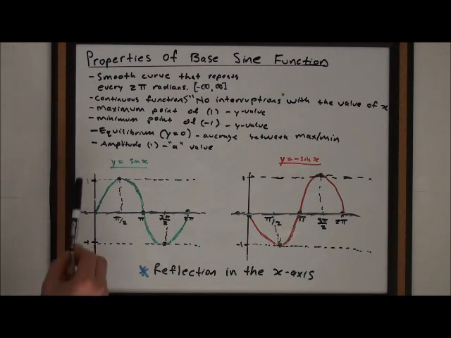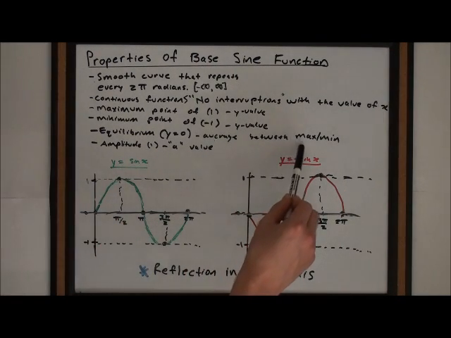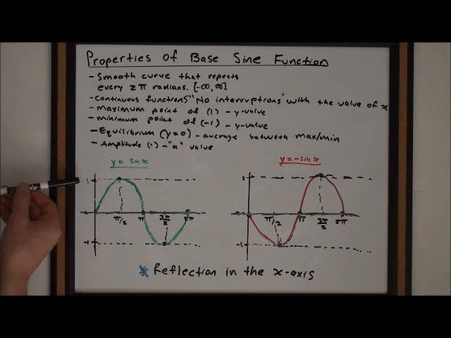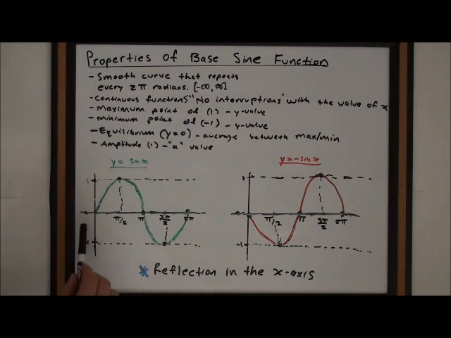So on the y-axis. The next property is equilibrium, which is the average between the maximum and minimum. So for base sine graph, or sine function, it's always 0. Since the maximum is 1 and negative 1, you take the average at 0. And the equilibrium is always a line, so in this case it's y equal to 0.